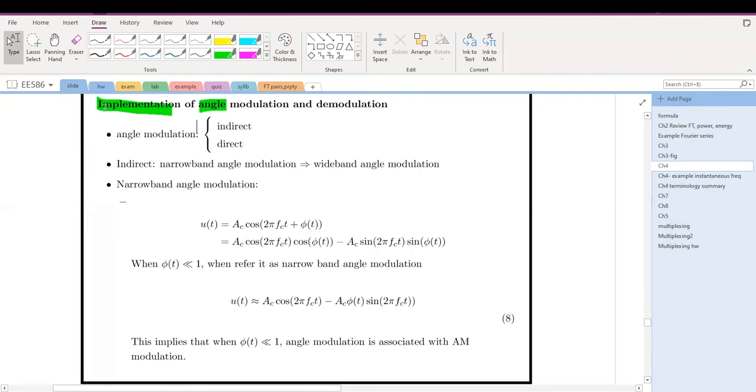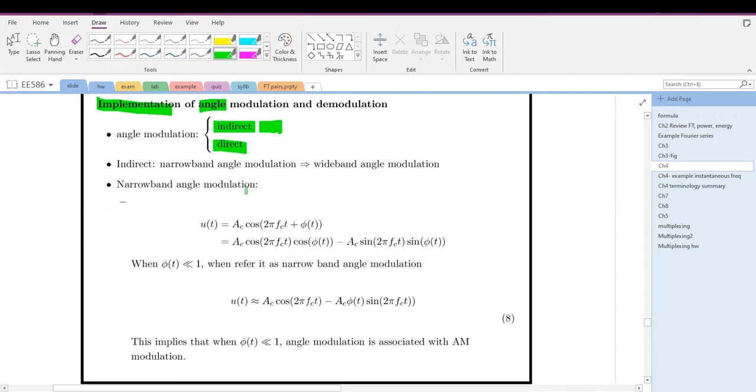In this video, we discuss the implementation of angle modulation. There are two methods: one is the indirect method, the other is the direct method. In the indirect method, there are a couple of steps we need to follow.